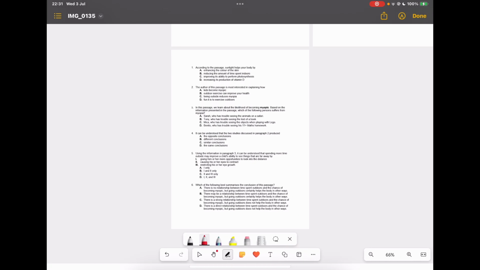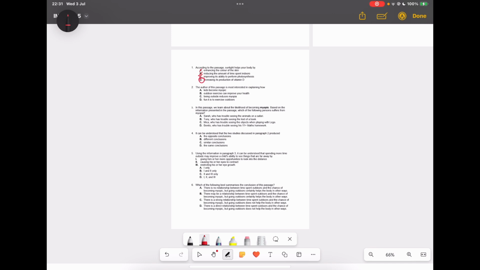So, question 1. According to the passage, sunlight helps your body by A. Enhancing the colour of your skin. No. B. Reducing the amount of time spent indoors. C. Improving its ability to perform photosynthesis. D. Increasing its production of vitamin D. Well, we know that question 1 isn't B because sunlight helping your body by reducing the amount of time spent indoors, no. So it's going to be increasing its production of vitamin D.